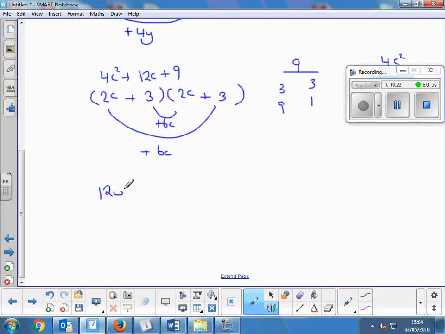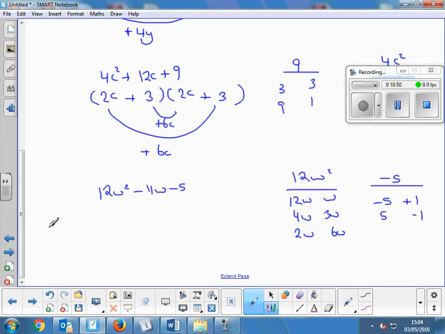So let's go with 12w squared minus 11w, take away 5. So I'll put my 12w squared, I've gone in the opposite way this time, that doesn't matter, and my negative 5. Well, negative 5 is negative 5 and 1, or 5 and negative 1, so that's a nice prime number. Here we've got 12w and w, 4w and 3w, so lots of factors of 12 here, 2w and 6w. You know it's a trinomial, so we've got our double brackets. At least we can put in 5 and 1. We're not really sure about signs yet, so we'll just leave that blank for now.